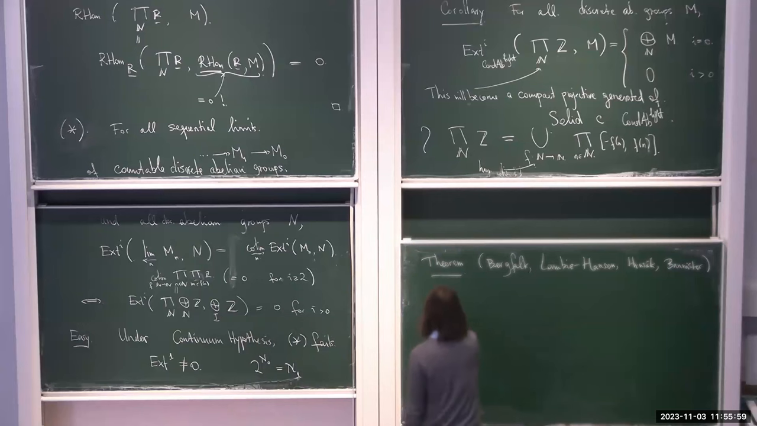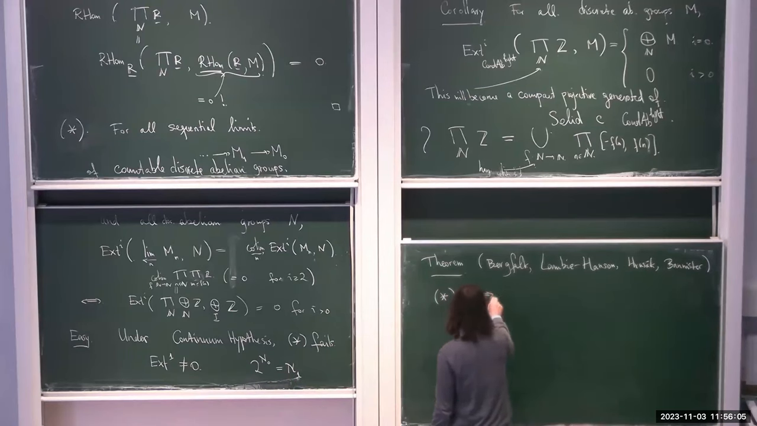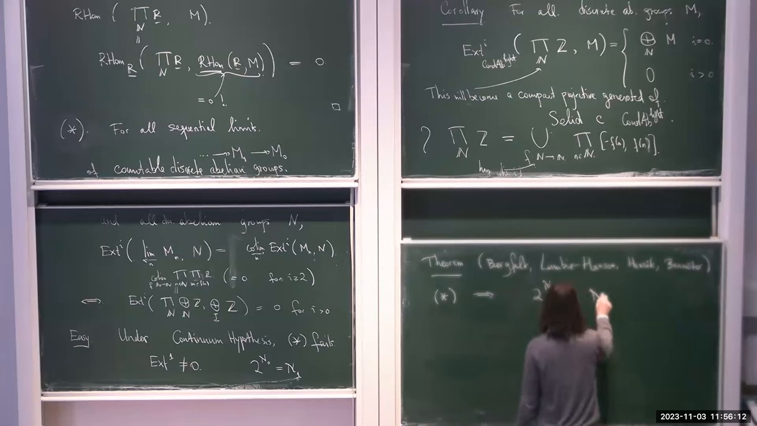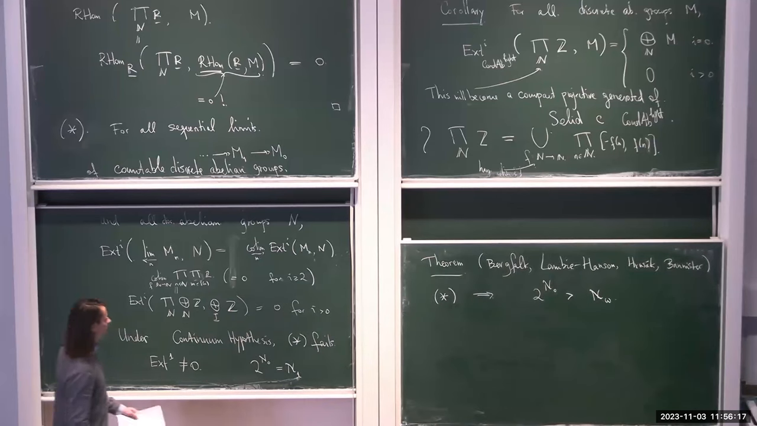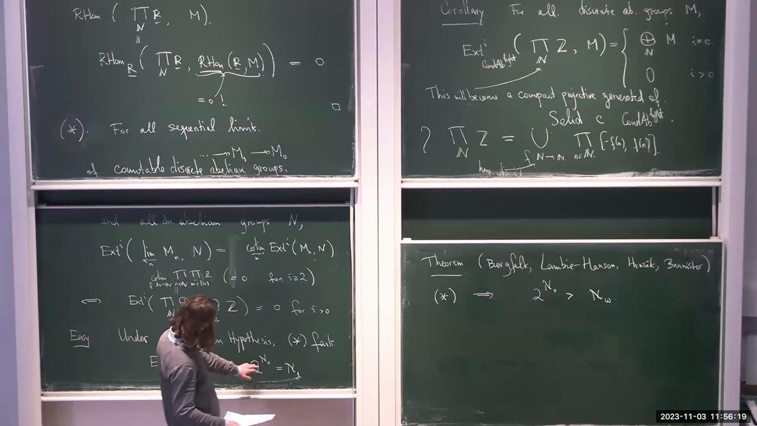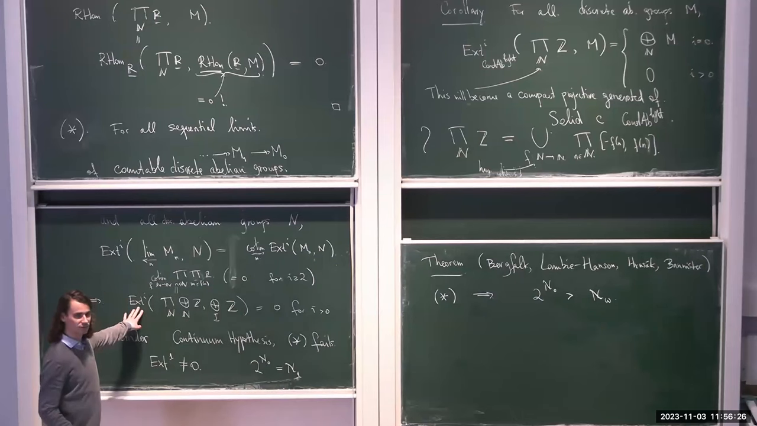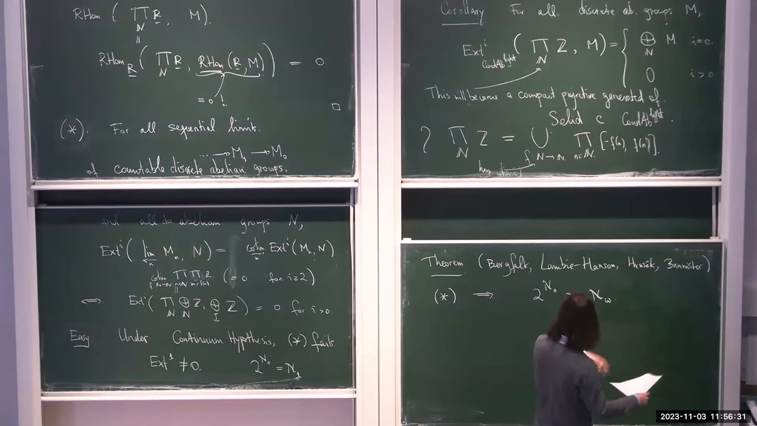So, first of all, it's not just that this is excluded by star, but in fact, star implies that the continuum must be really large. The 2 to the aleph 0 must be bigger than aleph omega. So basically, what happens, I think, is that if 2 to the aleph 0 is some aleph n for some finite n, then you will get some Ext n problems. But if you make it larger than all aleph n, then you have a chance.